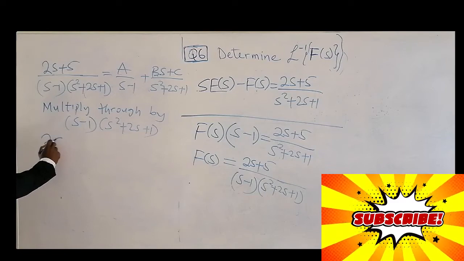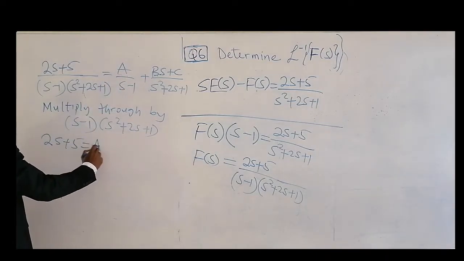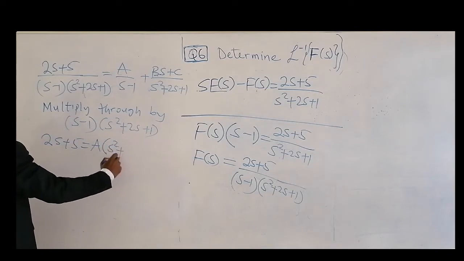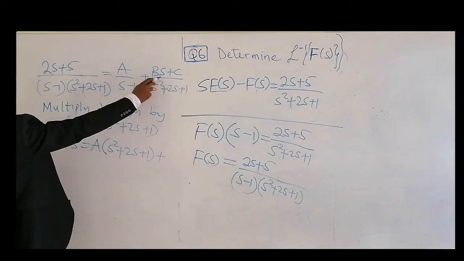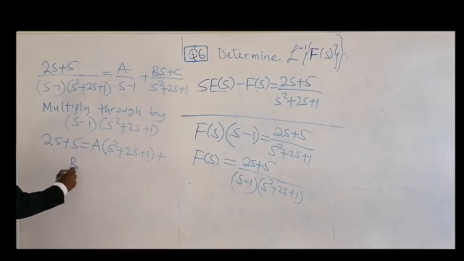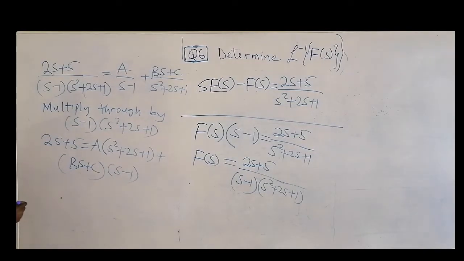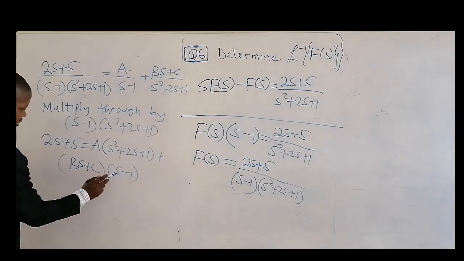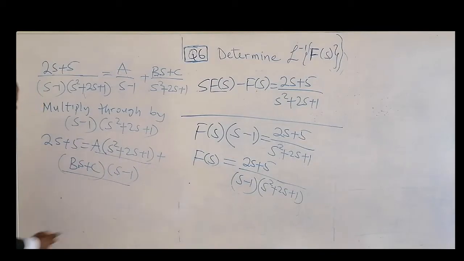Then on the left hand side, we have 2x plus 5. Then this will be A times x squared plus 2x plus 1, then plus Bx plus C times the common factor, x minus 1. What we're going to do now is start substituting. We substitute for x equal to 1. This expression lets us get A.